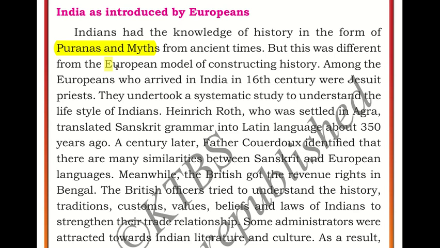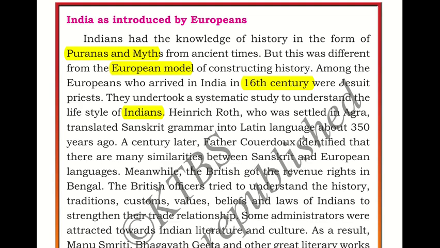Among the Europeans who arrived in India in 16th century were Jesuit priests. They undertook a systematic study to understand the lifestyle of Indians. The Europeans chose a systematic manner to study a civilization. So when they came to India in the 16th century, they undertook a systematic study of Indians. Henrik Roth, who was settled in Agra, translated Sanskrit grammar into Latin language about 350 years ago. A century later, Father Kudor identified that there are many similarities between Sanskrit and European languages.